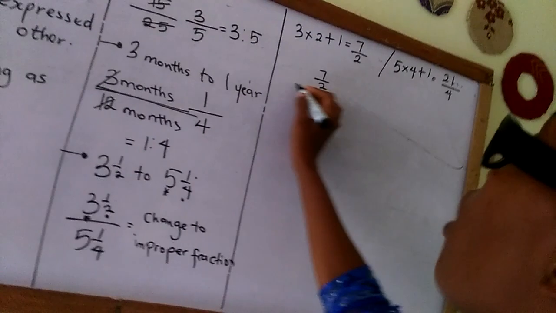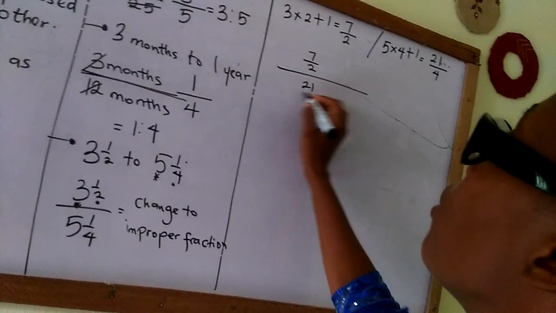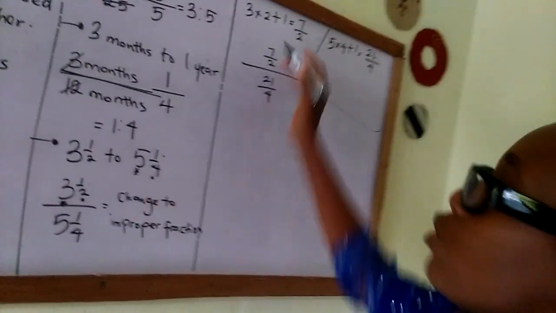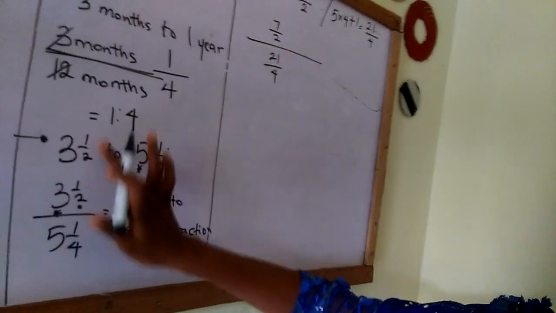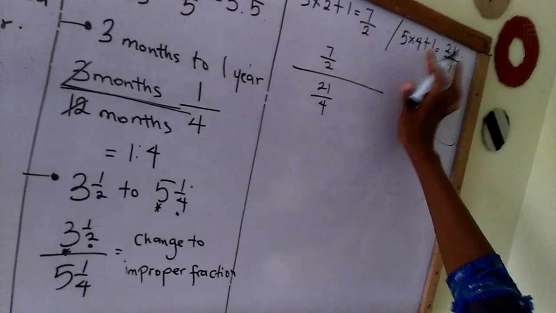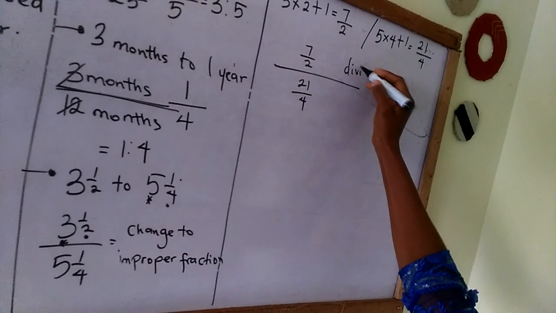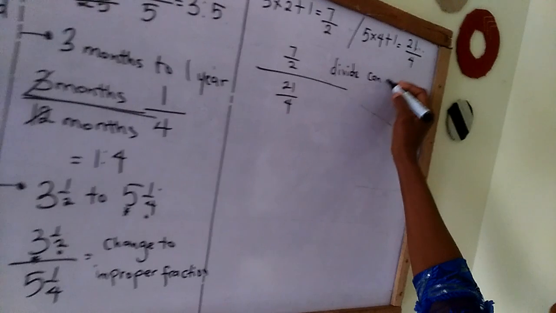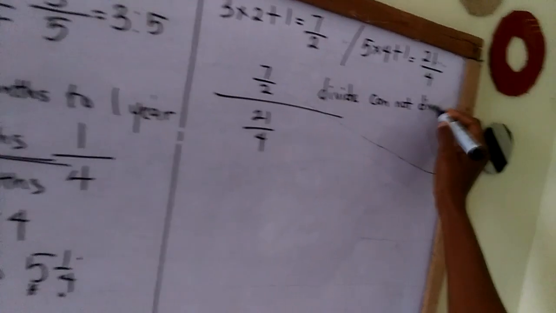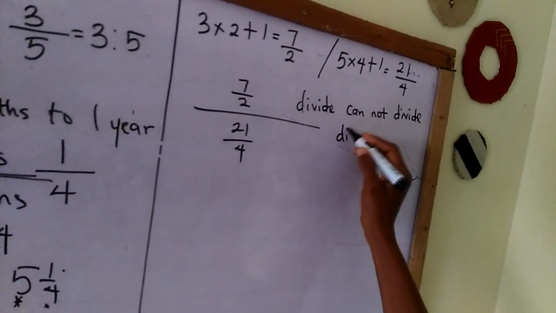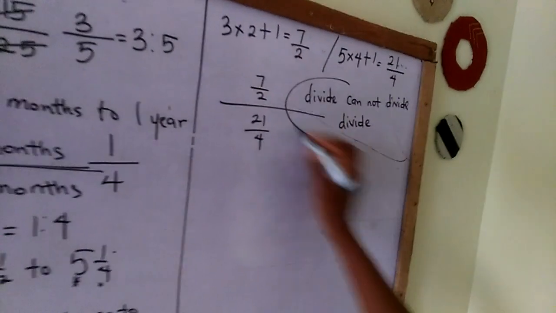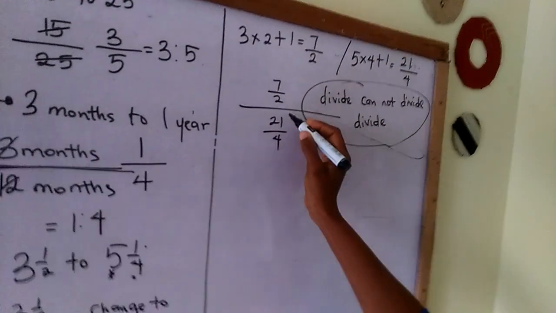Now, it's easier to solve. 7 over 2 divided by 21 over 4. Don't forget, we are doing it like fraction. So 7 over 2, this is how we got 7 over 2. 3 times 2 plus 1, 7 over 2. So 5 whole number 1 over 4, 5 times 4 plus 1 gave us 21 over 4. So divide cannot divide. This cannot divide this.